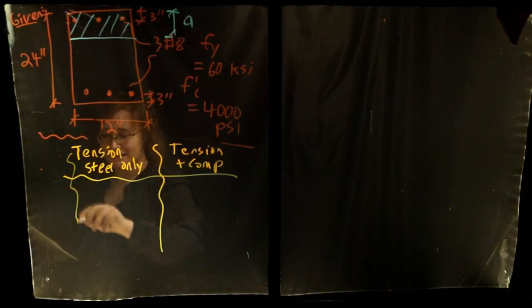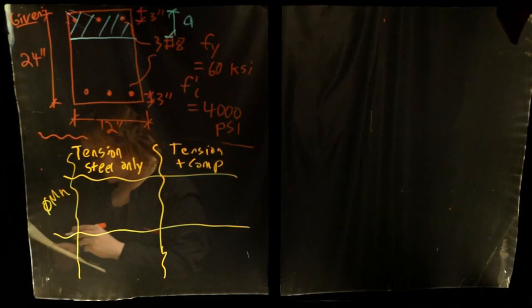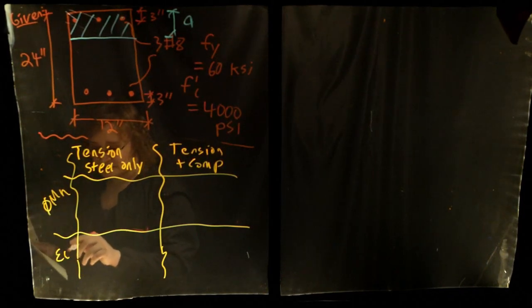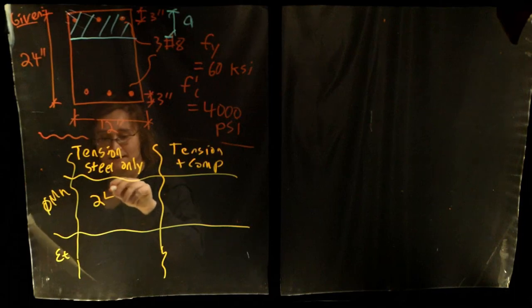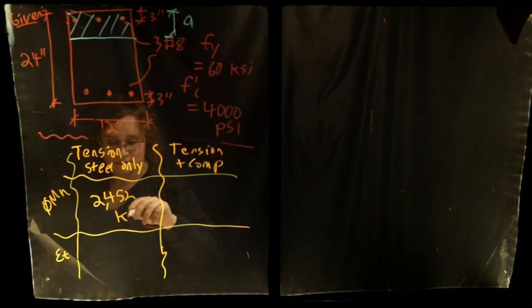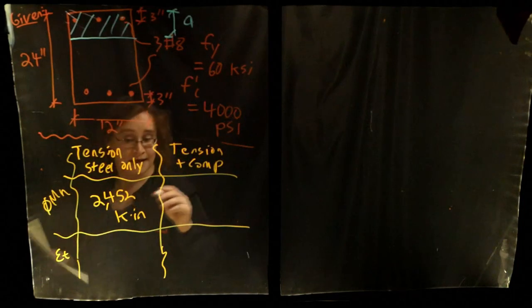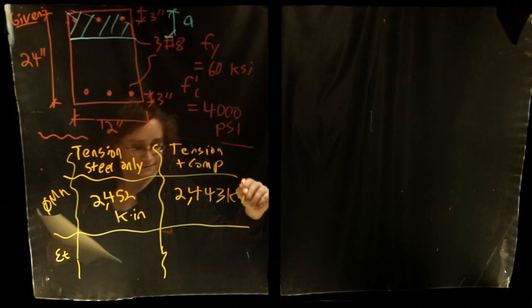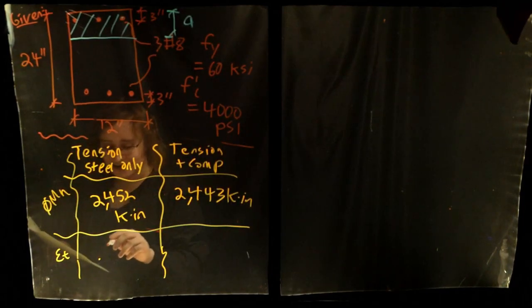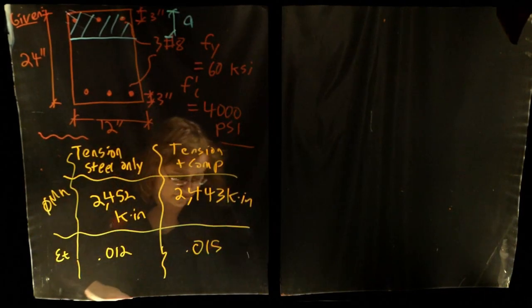And there's two things I want to look at. One of them is phi Mn, the design moment capacity, and the other one is epsilon t, the strain in our tension reinforcement. So for the tension steel only, I got 2,452 kip-inches, and with the tension and the compression steel considered, I got 2,443 kip-inches. For epsilon t, I got 0.012 and 0.015. So really look at these numbers.